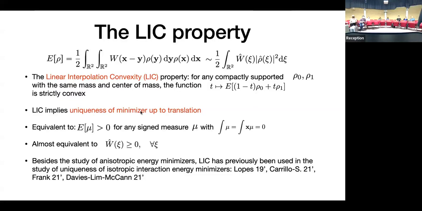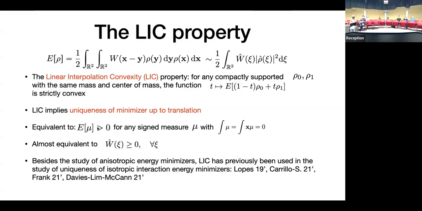And to understand this condition better, you can say that for this function of T, to check the convexity, you take the second order derivative. What you actually get is just E of rho 1 minus rho 0. Rho 1 minus rho 0 is just some signed measure with some vanishing moments. So basically, this condition is equivalent to saying that if you take the energy and apply it on some signed measure with vanishing zeroth and first moments corresponding to mass and center of mass, then it is always positive.